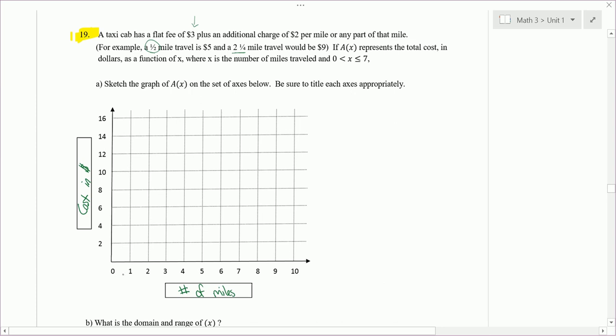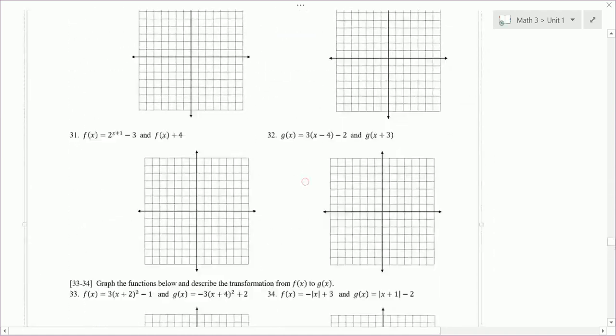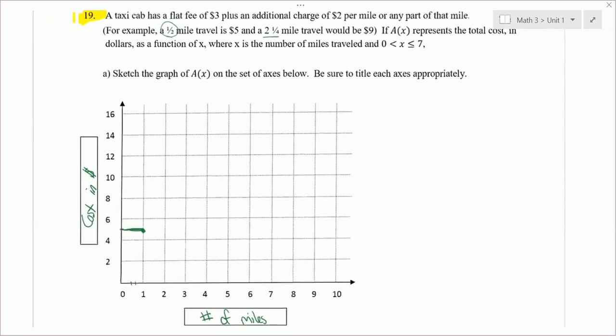So within the first mile, we said people are paying $5. So here's 5. It's going to be a constant no matter where you end up. If you do a half a mile or 3/4 of a mile or whatever, anywhere between 0 and 1, you're paying a flat fee of $5. Once you pass 1 mile, then we pay an additional $2. So it jumps from 5 to 7.